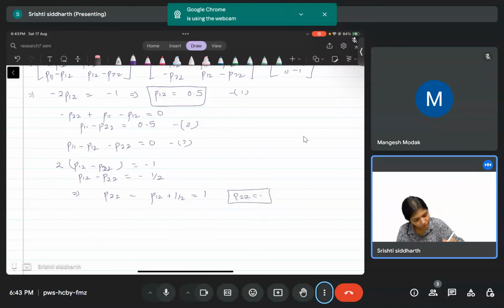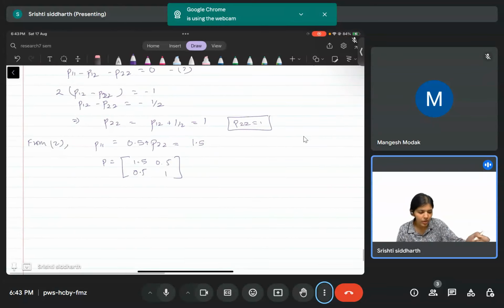And from the situation, P1 is 1.5 plus P2 plus 1.5. So the matrix that we get is 1.5 comma. Okay, this is positive definite, and it's also symmetric. So we have that.